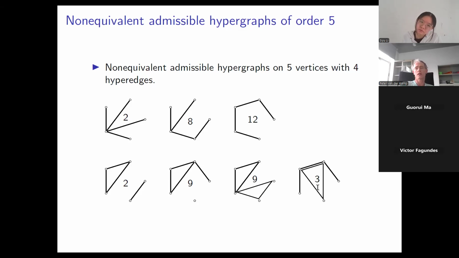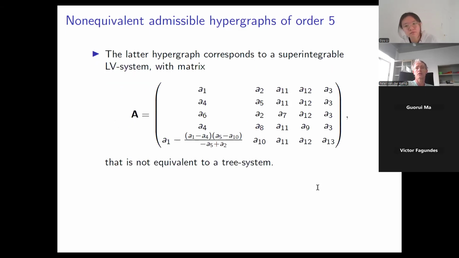And surprisingly, I say surprisingly because I don't understand why, it has exactly the same number of parameters as the tree systems. So that is something still to understand. Here is the matrix of this system, and I'm just going to finish with a conjecture and then skip the other parts of this talk.